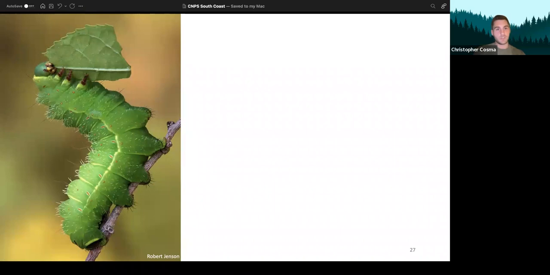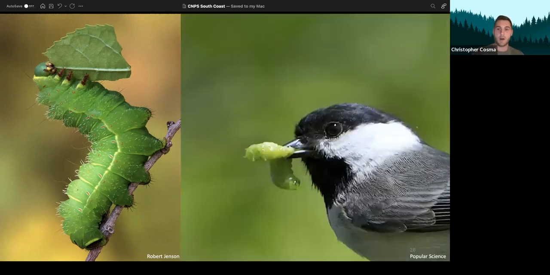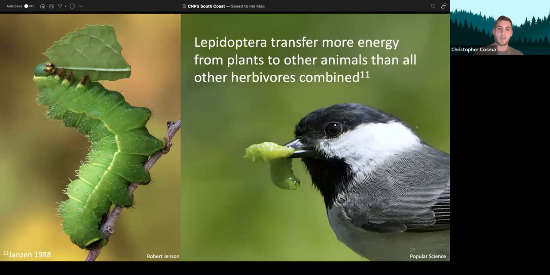So they're super diverse, but another reason we care about Lepidoptera declines is that they're really, really important in our ecosystems. They play critical roles as herbivores in their larval stage, so as caterpillars eating those plants. And they're also food for birds and bats and many other organisms as caterpillars, but also as adult moths and butterflies. And in these two roles as herbivores and prey, Lepidoptera actually transfer more energy from plants to other animals than all other herbivores combined.